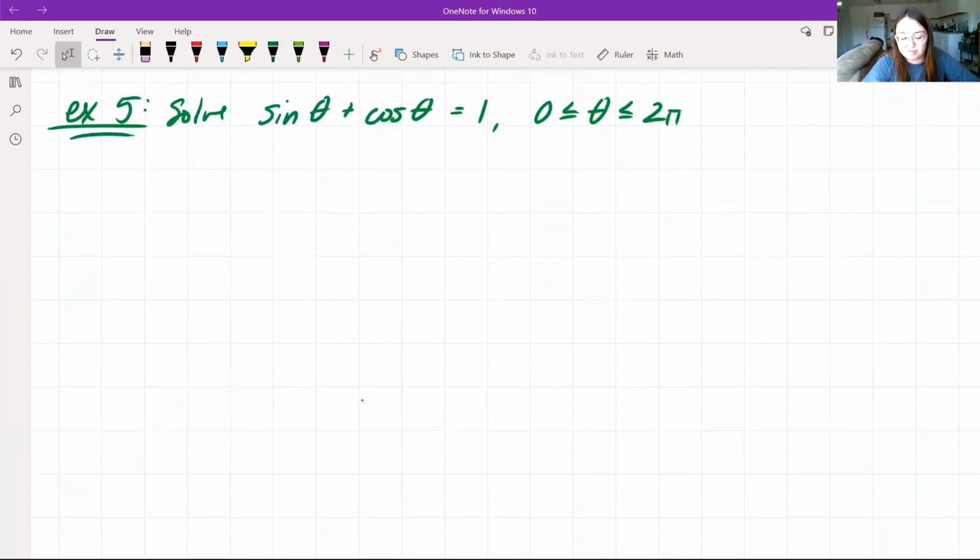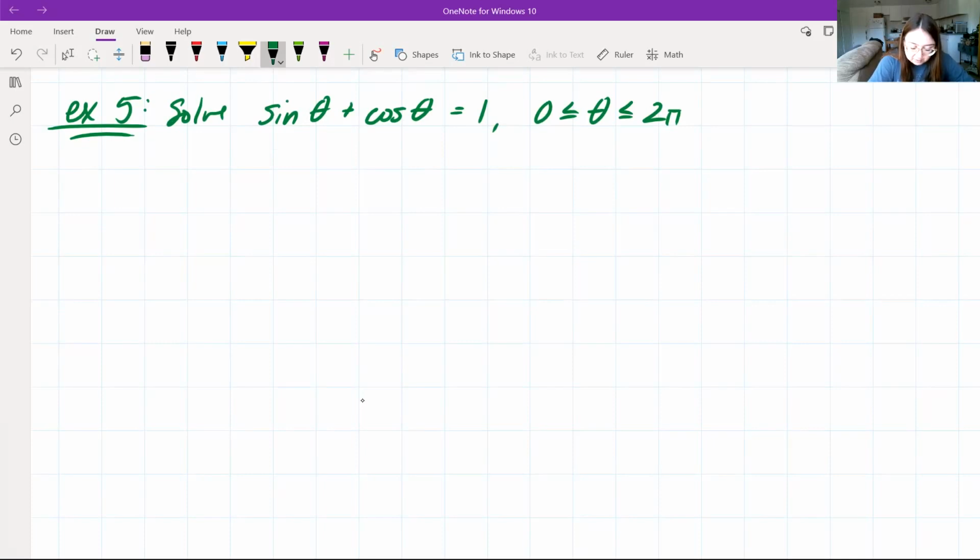So all right, let's do example 5. We have solve sine of theta plus cosine of theta is equal to 1, where theta is between 0 and 2 pi. Now, it's going to be really helpful if we can use sine squared of theta plus cosine squared of theta, because we know that that's equal to 1. So we want to be able to use that. So that tells us that we're going to probably need to square each side. But let's just go ahead and identify first that it's better to square both sides.